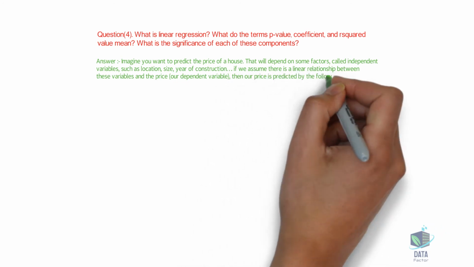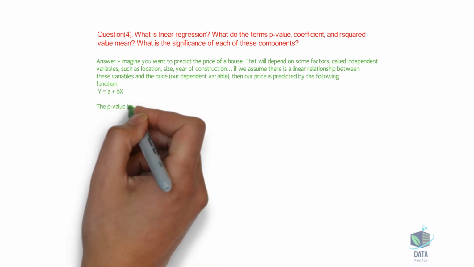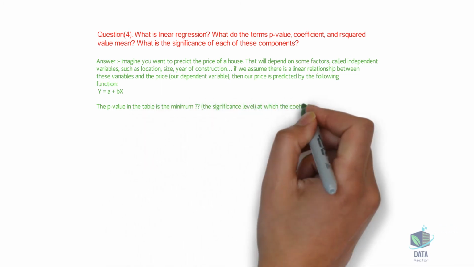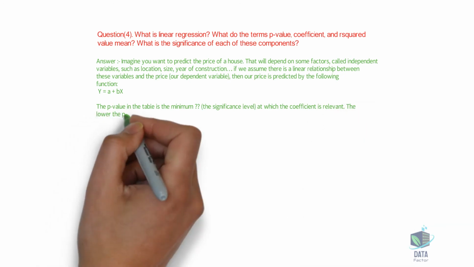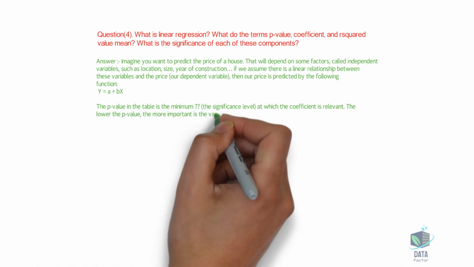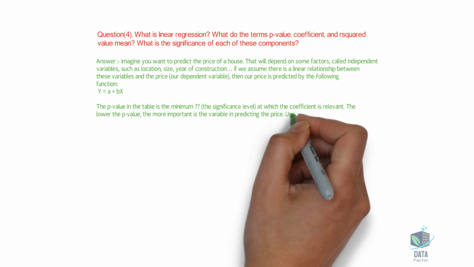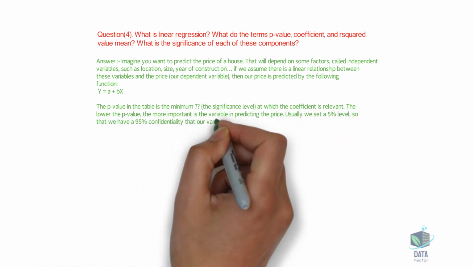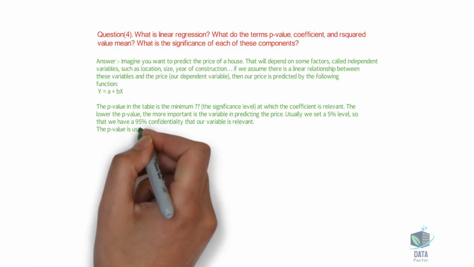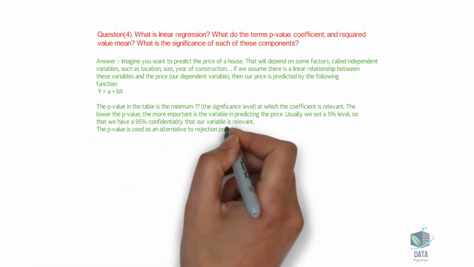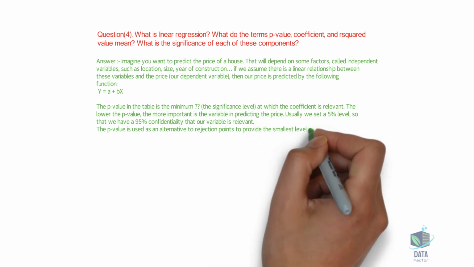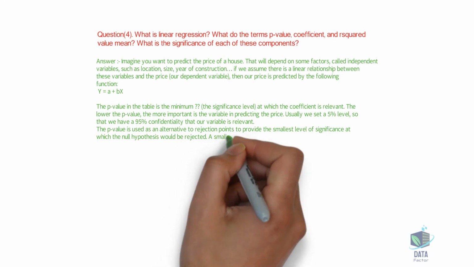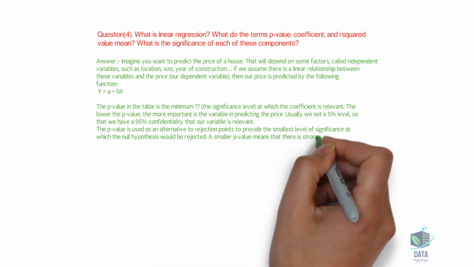The p-value in the table is the minimum significance level at which the coefficient is relevant. The lower the p-value, the more important the variable is in predicting the price. Usually we set a 5% level, so that we have a 95% confidence that our variable is relevant. The p-value is used as an alternative to rejection points to provide the smallest level of significance at which the null hypothesis would be rejected. A smaller p-value means that there is stronger evidence in favor of the alternative hypothesis.